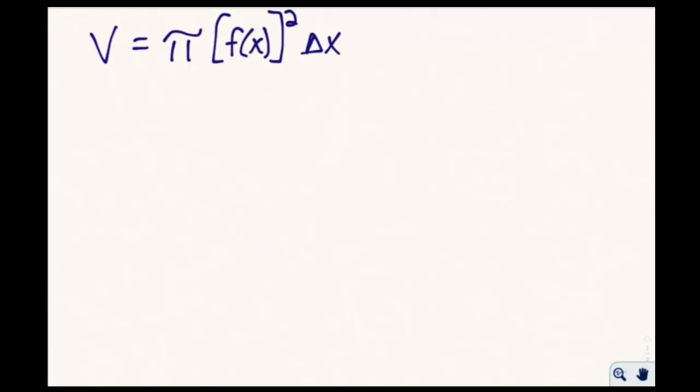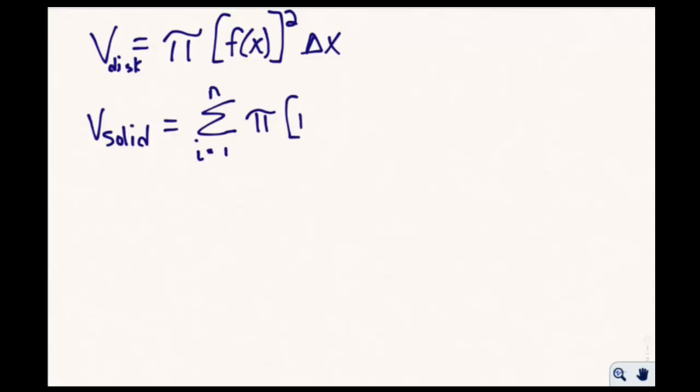To get the volume of the entire solid, we have to do a sum of each of these. Now from this point forward, we're going to call f of x r of x, because it's the radius. So this is the volume of each disk, but the volume of the whole solid is the sum for all of these disks from i equals 1 to n, the number of disks, of pi times each disk radius squared times the delta x of that radius. So that would be delta x sub i.